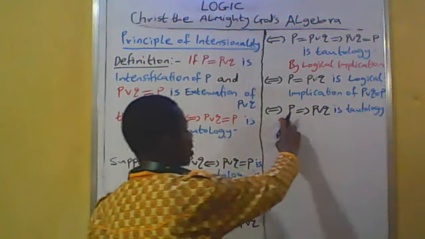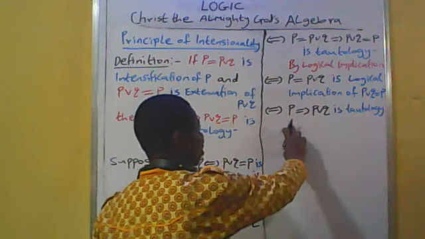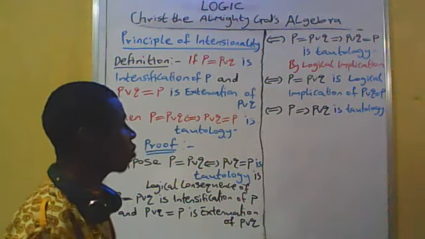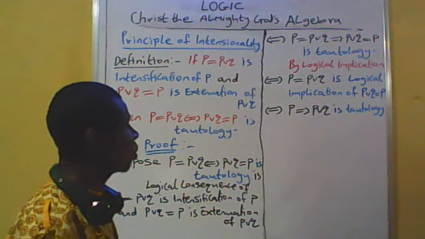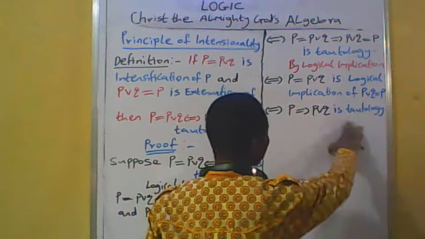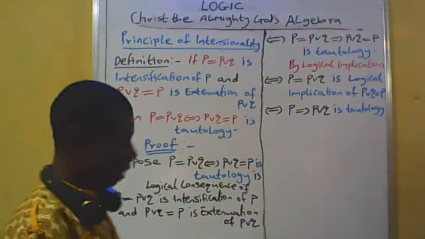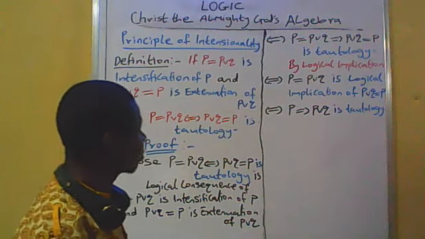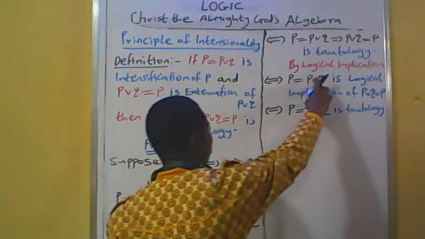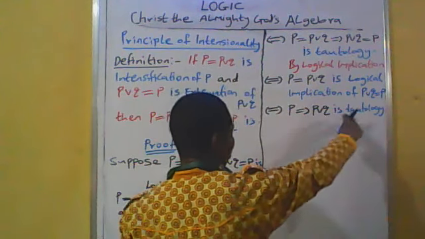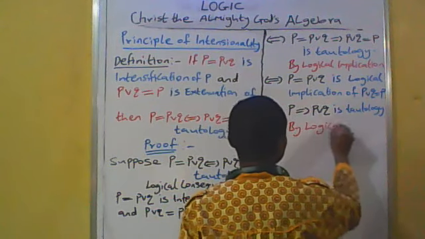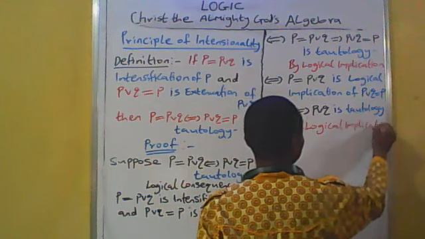Now, since this statement is a tautology, we deduce that P is a proper implication of P or Q. If P exists, we then say that P is a logical implication of P or Q. Meanwhile, this P implies P or Q being a tautology is justified by logical implication. It's through logical implication that we transform this P equal to P or Q to the conditional statement P implies P or Q and find it to be a tautology. By logical implication.